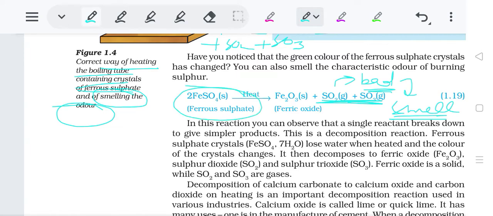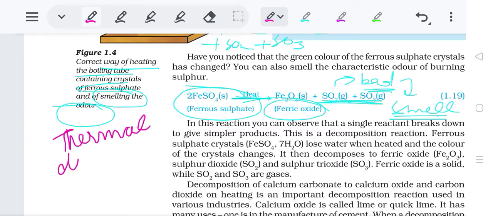So we have ferrous sulfate, which when given heat gives you ferric oxide. So this is an example of a thermal decomposition reaction.